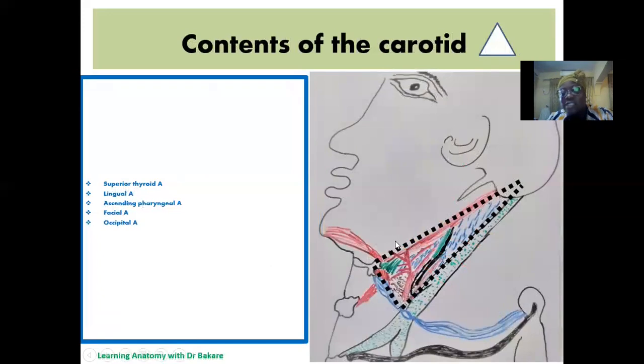This is the triangular space that is carved below the submandibular triangle. So we have the submandibular triangle somewhere around this region. Then we have the carotid triangle below it. And the contents include the thyrohyoid muscle. The thyrohyoid muscle connects the hyoid bone with the thyroid cartilage. And this is where it extends from. In inserting on the hyoid bone, it finds its way into the carotid triangle. So we have the thyrohyoid muscle around this region. Then the next muscle we have is hyoglossus. Hyoglossus connects the hyoid bone with the tongue.